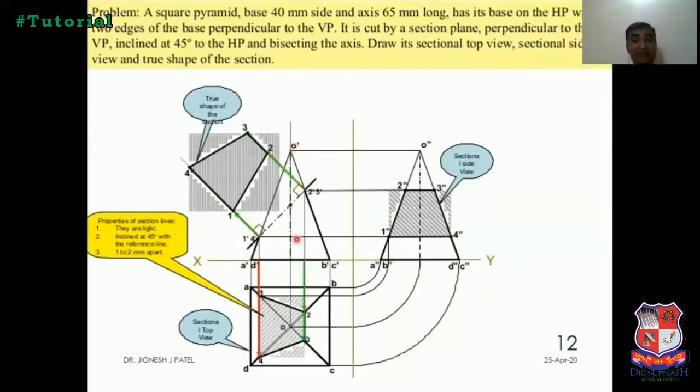This bisects the axis and it is at 45 degree. So this angle is 45 degree.